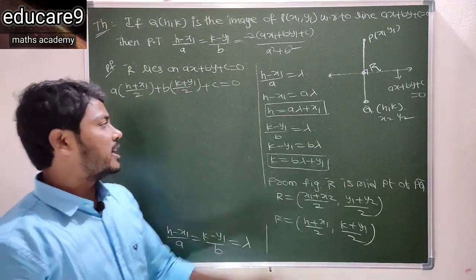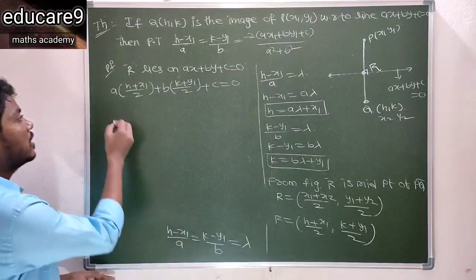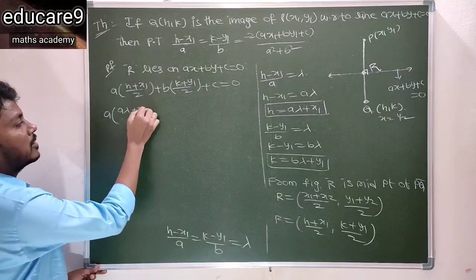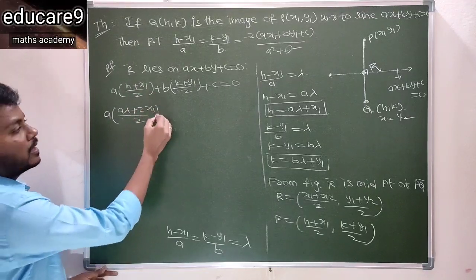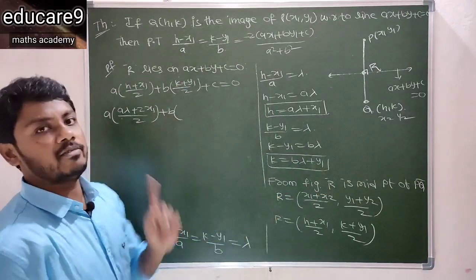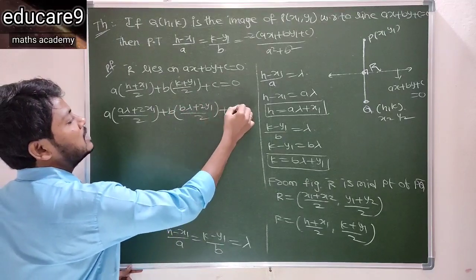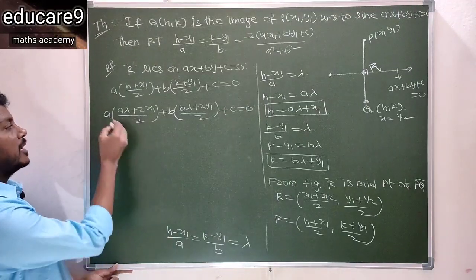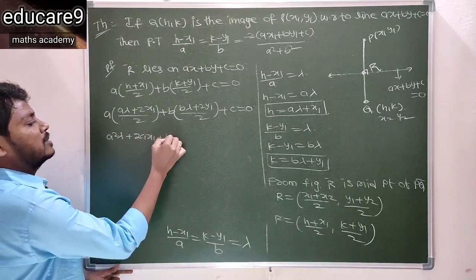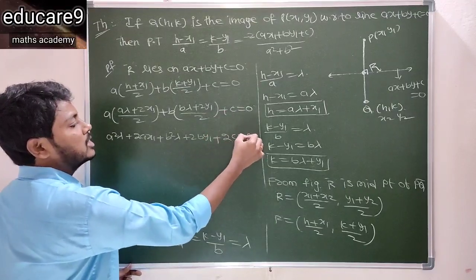So you know the values of h and k. That is a lambda plus x1, b lambda plus y1. So substitute here, what do you get? A into h is a lambda plus x1 plus x1, so plus 2x1 by 2, plus b into, so what is the k value? B lambda plus y1. So again y1, you will get b lambda plus 2y1 by 2 plus c equals 0. So simplify this, what do you get? A square lambda plus 2ax1 plus b square lambda plus 2by1 plus 2c equals 0.